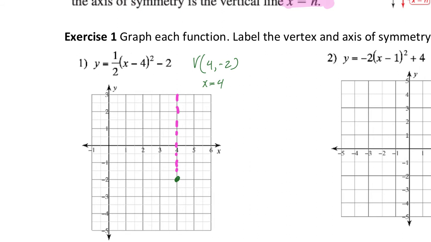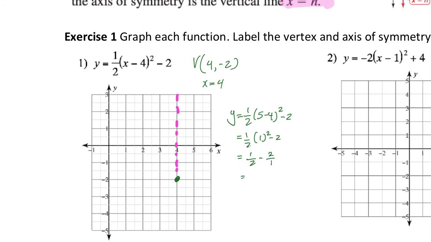Now my next step is that I'm going to take a point 1 unit to the right and a point 2 units to the right. So I'm going to start by plugging in that 5. From the vertex, I'm going to choose 1 to the right, and I'm going to plug that information here. So y equals 1/2 times (5 minus 4) squared minus 2. So 5 minus 4 is 1, squared is 1. 1 times 1/2 is 1/2, minus 2.